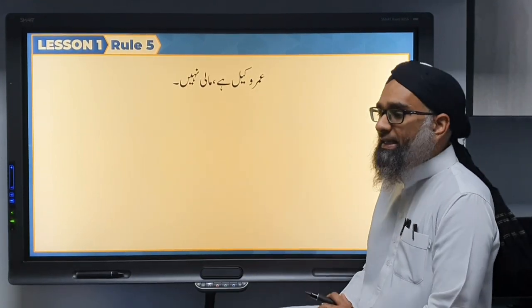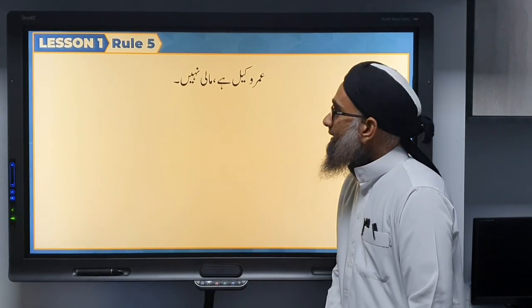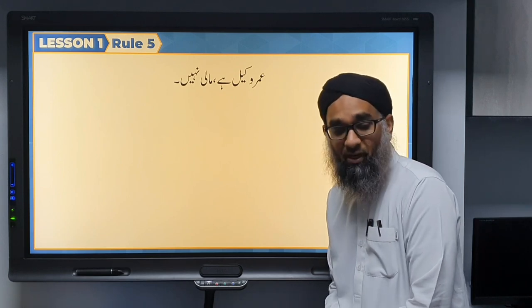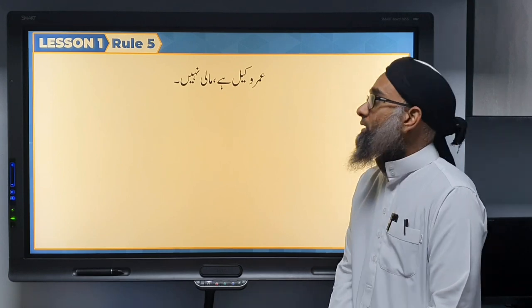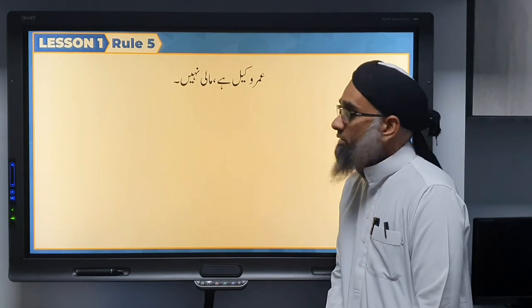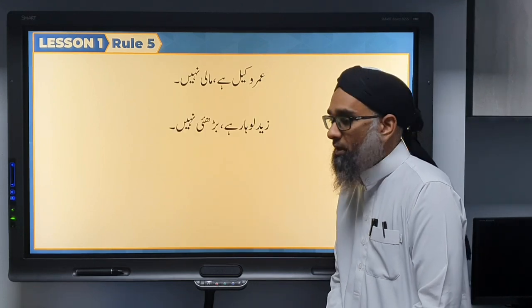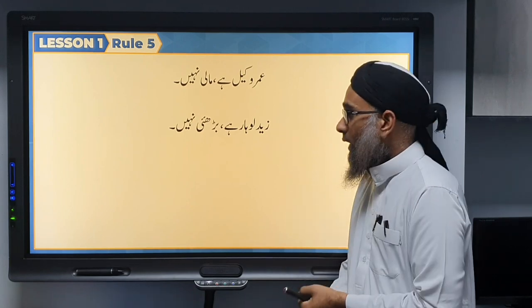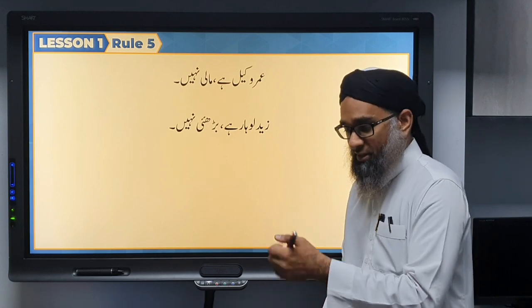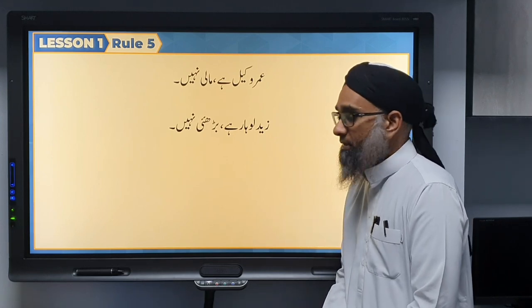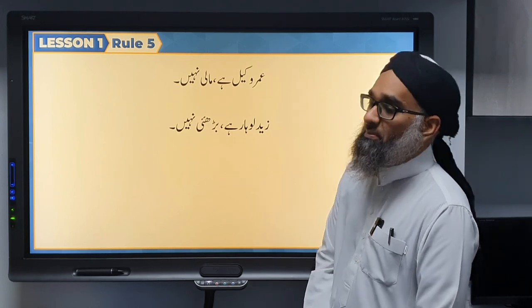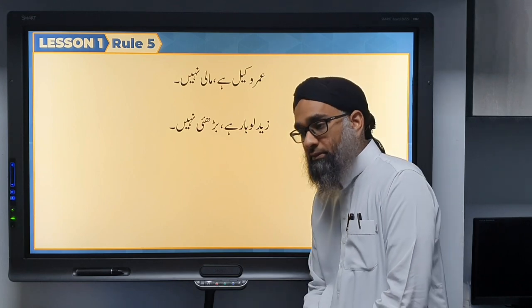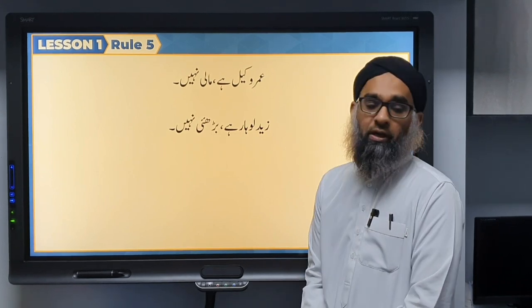Umar wakil hai, mali nahi. Umar is a wakil, a lawyer. Mali is not wealth, because mali is wealth in Arabic. But here mali means gardener. He's a wakil, not a gardener. Read the next one and translate. Lohar hai, barhai nahi. Lohar means iron, metal, so a lohar is an ironsmith, a blacksmith. Barhai means carpenter. So it's a blacksmith, not a carpenter. Next one.